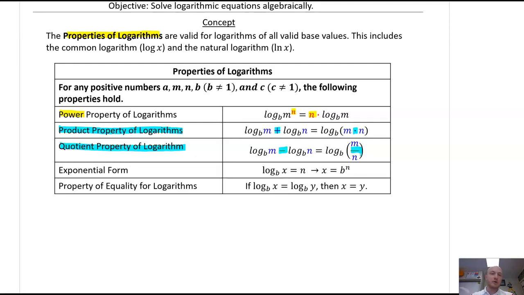Other properties that we'll use in the second video on this lesson are the exponential form. I can rewrite a logarithm as an exponential. And then a property of equality that we're definitely going to be using is that if I have log base b of x equal to log base b of y, then x is equal to y. You can think of it as canceling the two logarithms.